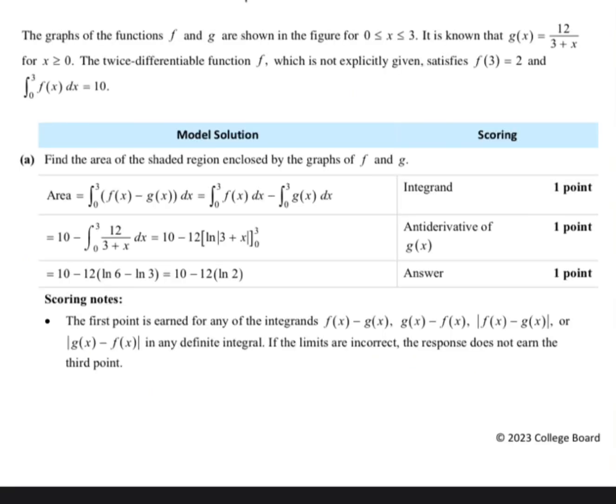Now let's talk about the scoring for question 5, part A. The first point goes to the integrand, which is what we did at the very beginning. The second is the antiderivative, which is the integral from 0 to 3 of f of x equaling 10, which is already given to us, and replacing g of x with 12 over 3 plus x. For the third and final point, after plugging in 3 and 0 to the ln and simplifying, we get 10 minus 12 ln 2, which I showed previously.